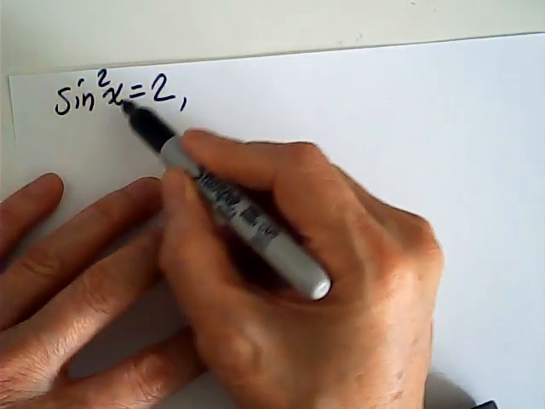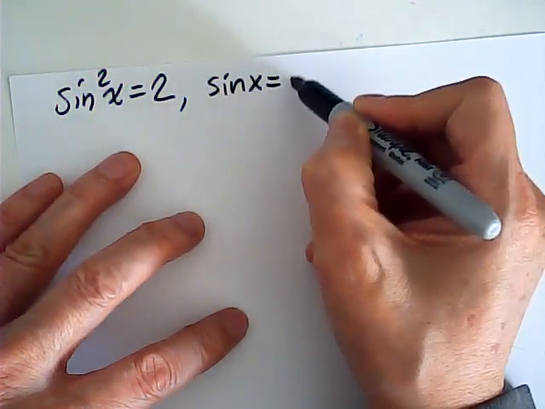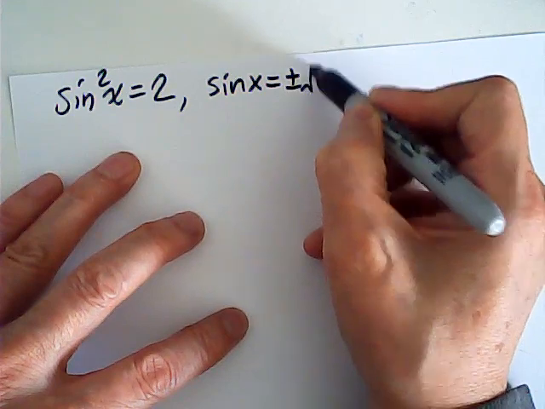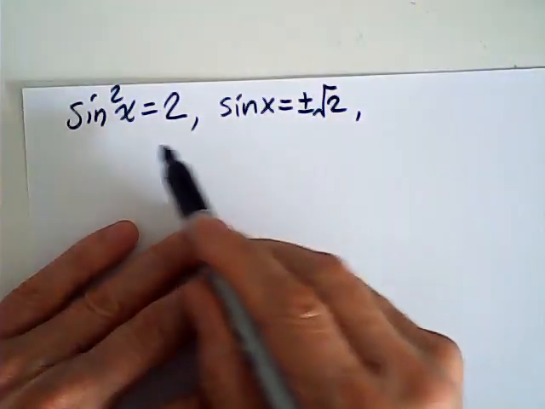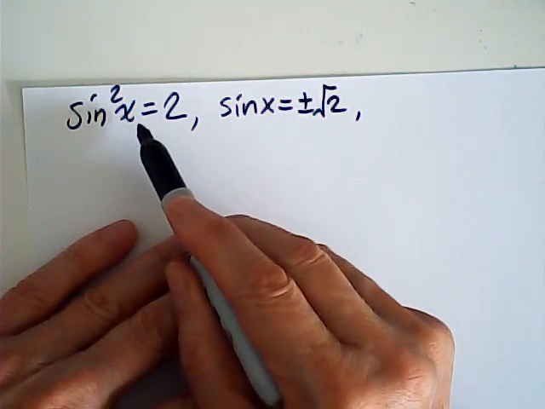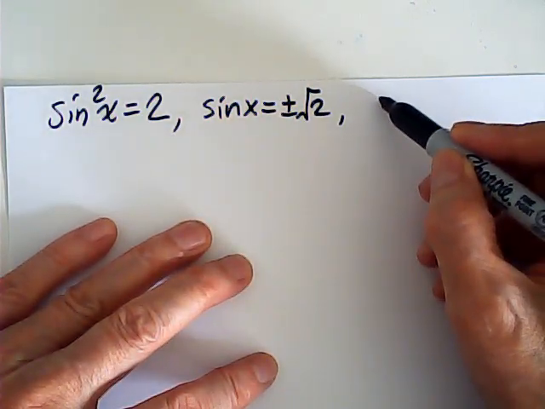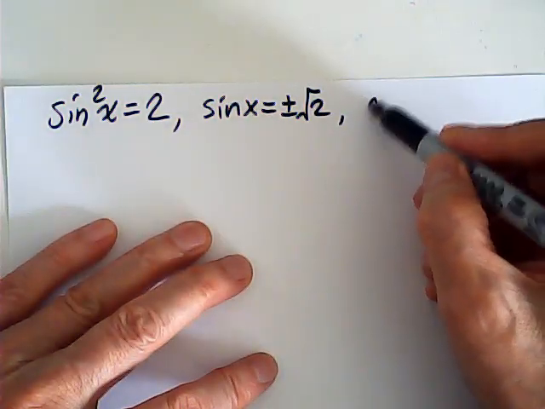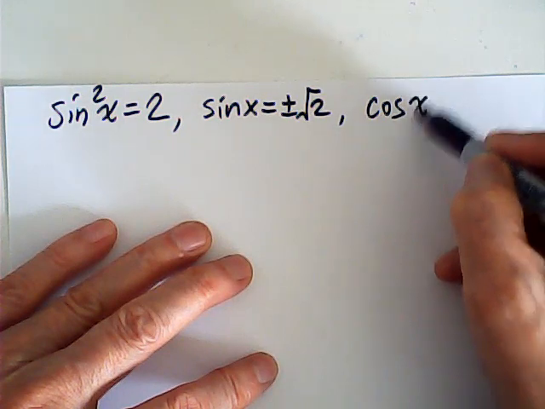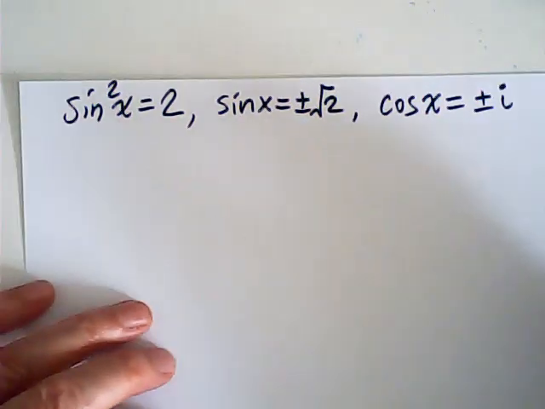Now, sine squared x equals 2, therefore sine x is equal to plus or minus square root 2. And from this, cosine squared x is equal to minus 1. Therefore, cosine x is equal to plus or minus i.